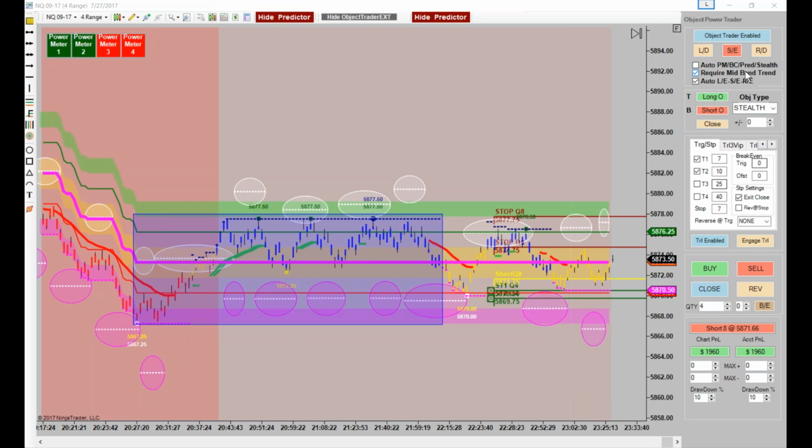Auto PM, bar close, predictor, and stealth means that it goes into an auto mode and it'll just look for every single trade, period, that you tell it to. Like if you choose 0, 1, 2, 3, or whatever. Same thing with predictor, same thing with bar close, and same thing with the lightning.